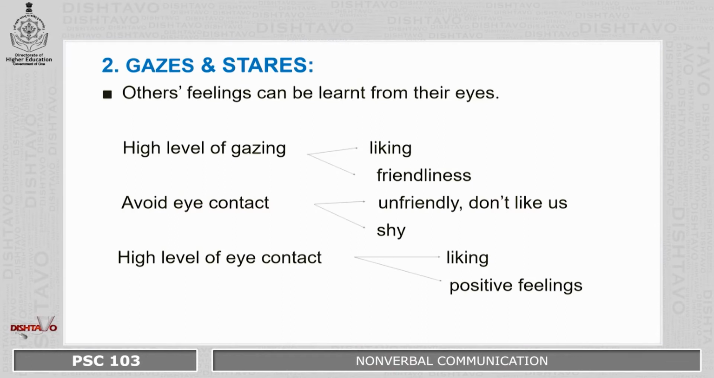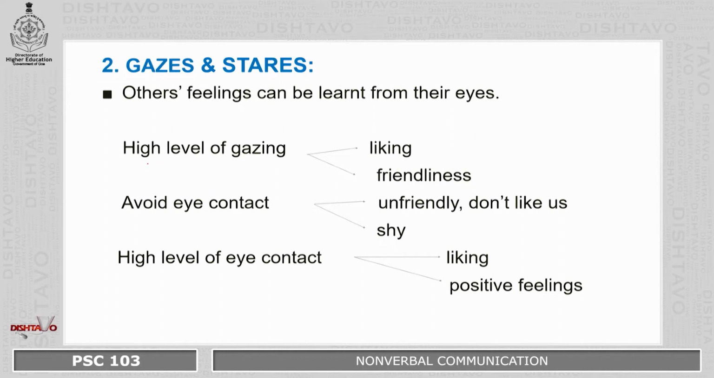Now we'll go to the second channel of nonverbal communication, that is gazes and stares. Others' feelings can be learned from their eyes. You just look at the person's eyes or expression, and you can come to learn a lot about other people's feelings at that particular time. When you have a high level of gazing, what does it mean? It means the person likes you, or it shows a high level of friendliness.